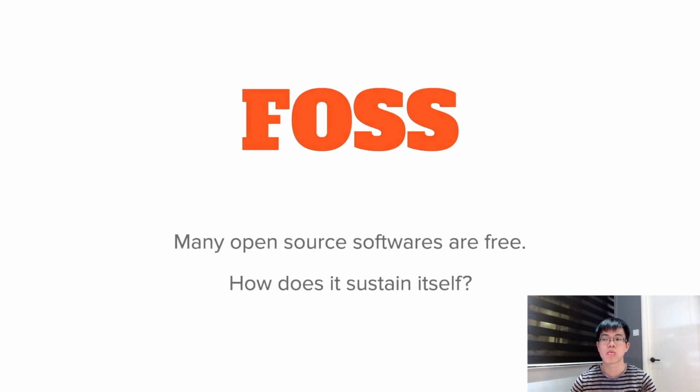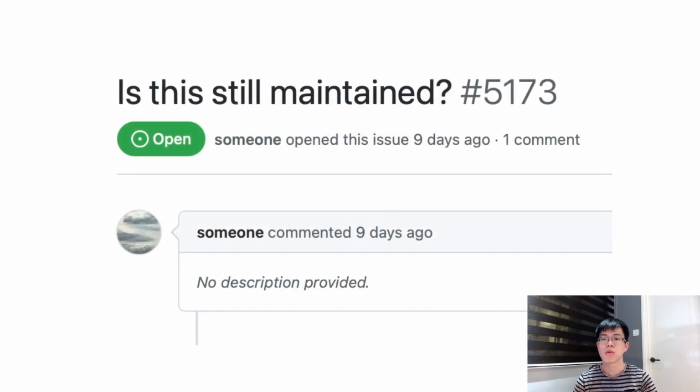But you quickly notice a problem. If it's free, how does it sustain itself? So this is a big deal. And sometimes you notice an issue like this on GitHub where someone's asking if a project is still maintained. Sometimes it's true because the project is working fine as is and there isn't anything that needs to be maintained, so it's perfectly fine. But sometimes it actually is abandoned because the project maintainers don't have the resources to continue on the project and it is left as is. And this is also an issue that comes up often in the world of open source.